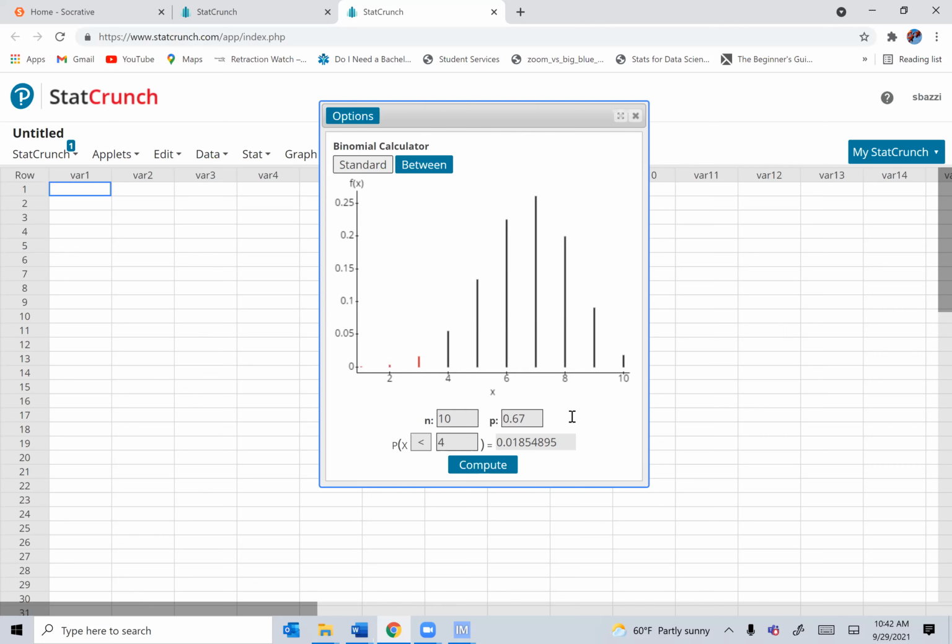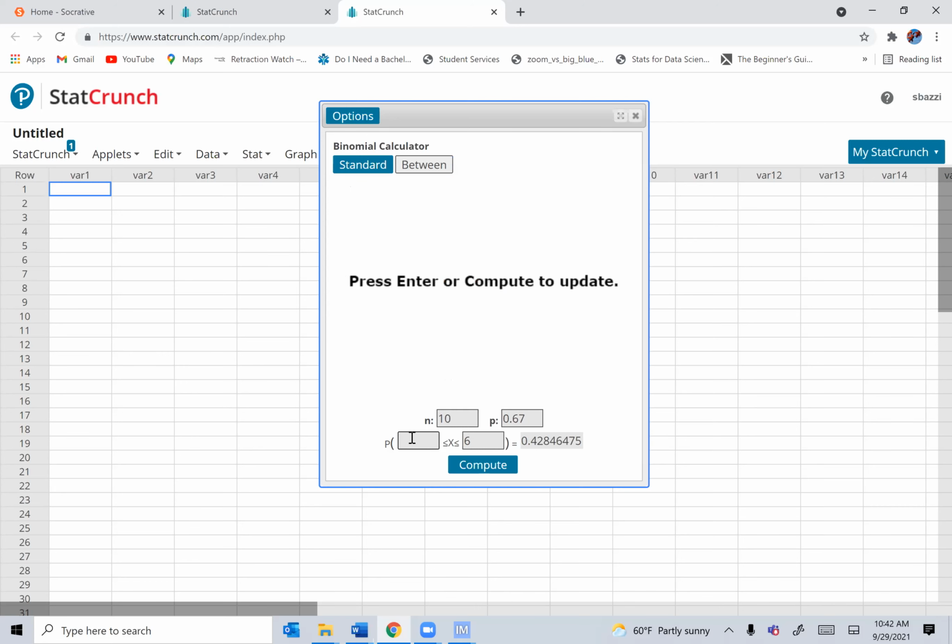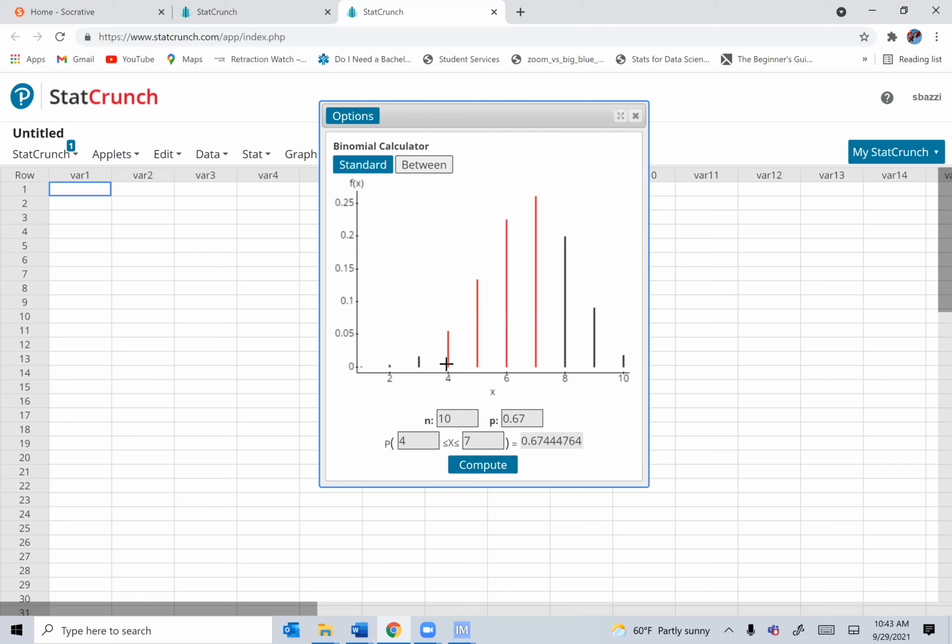And you can see I'm not changing anything. You can use this for in between. If he says X is between 4 and 7 inclusive, you just put 4, 7, and hit compute. Look, it counted 4 and 5 and 6 and 7. Found the probability of each, added them up, and gave you the final answer. So this is how you use the binomial calculator.